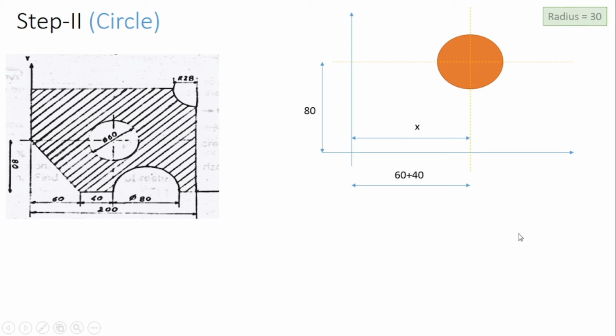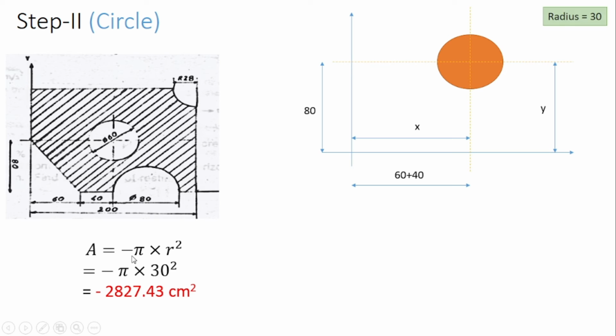Now we'll find out the x bar. X bar is nothing but the horizontal separation between centroidal axis and the reference axis, and y bar is equal to vertical separation between centroidal axis and the reference axis. Now we'll find out the area of this circle. Area is equal to pi r square. Negative sign indicates that this area will be subtracted from the total area. Now x bar simply is equal to 60 plus 40 and y bar is equal to 80. So in this way we have calculated area, x bar and y bar for circle.